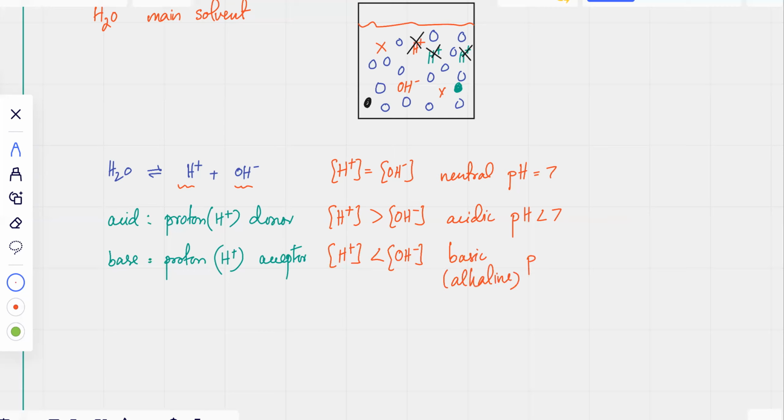And the pH goes up. It's greater than 7, right? Is this clear so far?